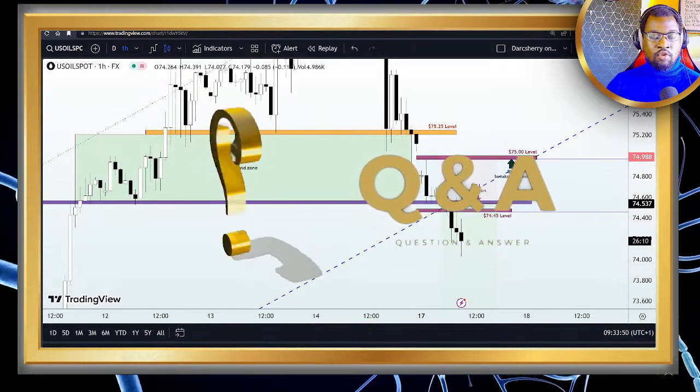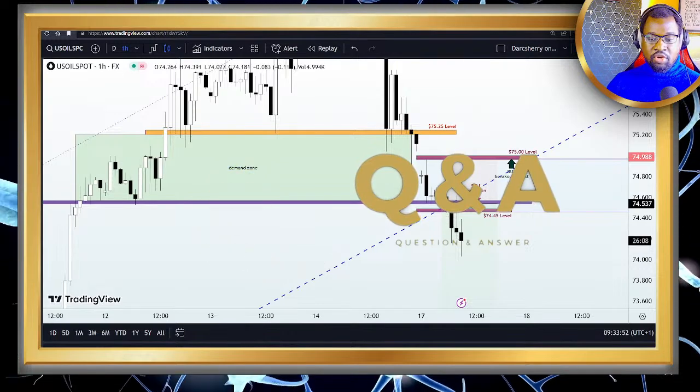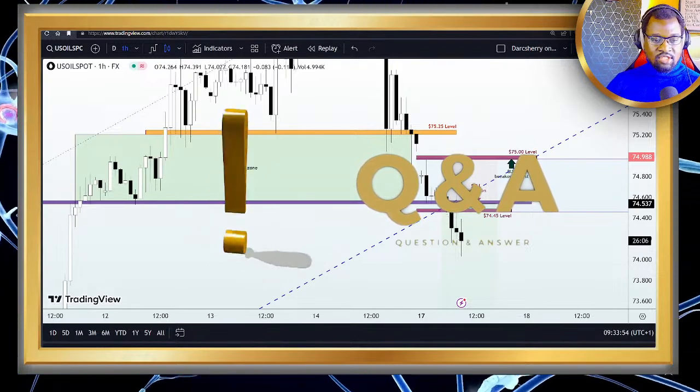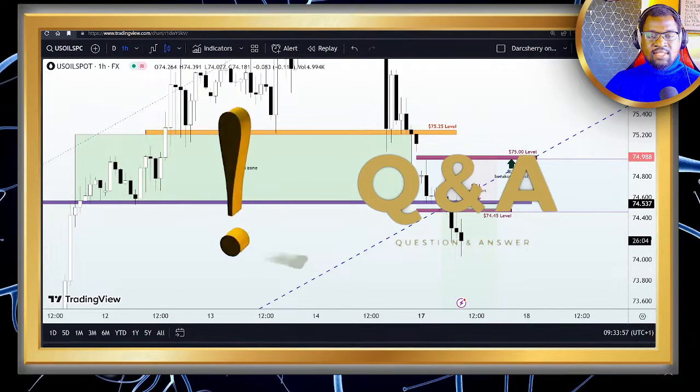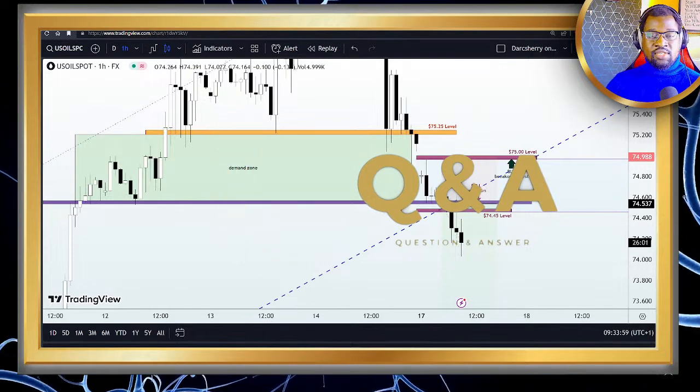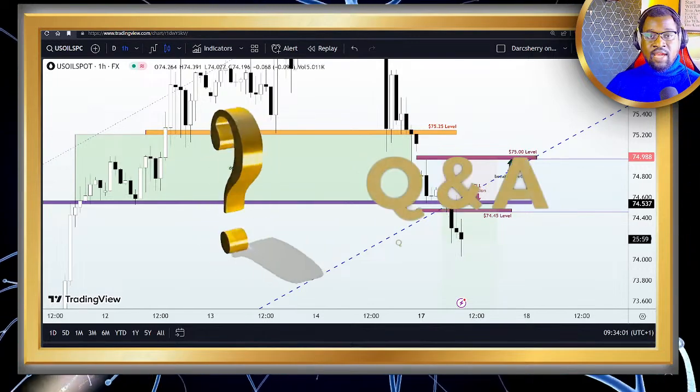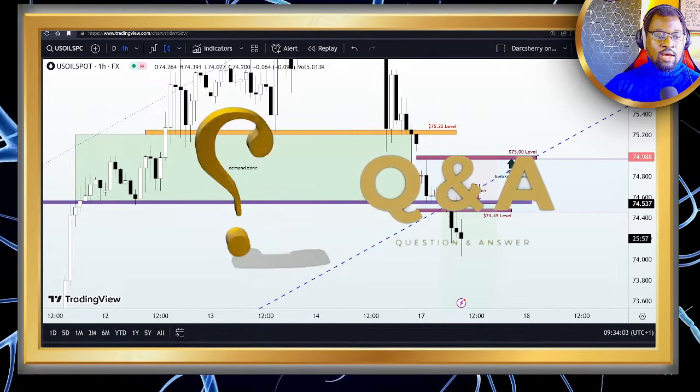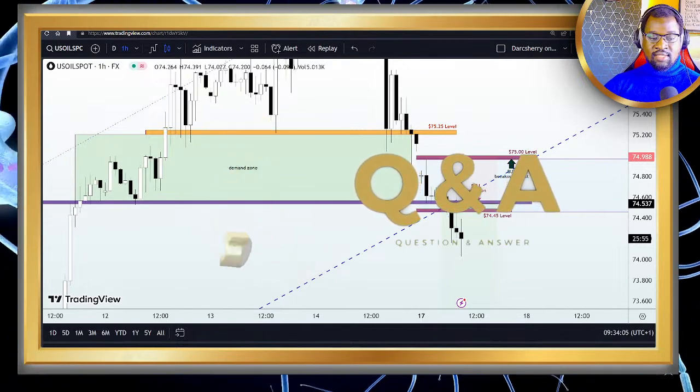So we're just rounding off on the US Oil Spot, seeing if there are any questions before we move into the next instrument. In the absence of questions, I want to assume that we're on the same page here. So we shall be moving into the next instrument on our watch list.